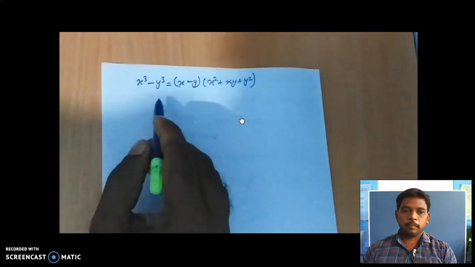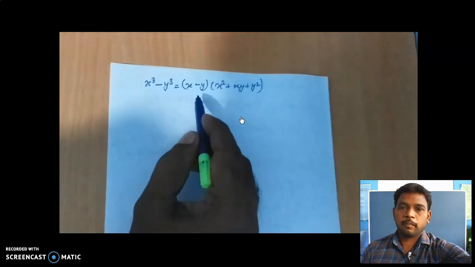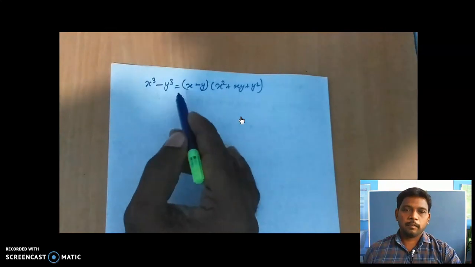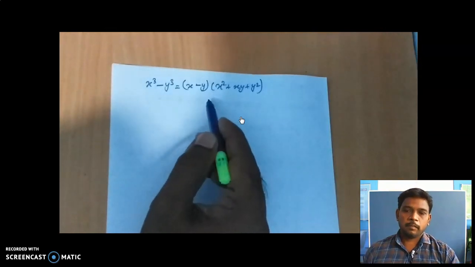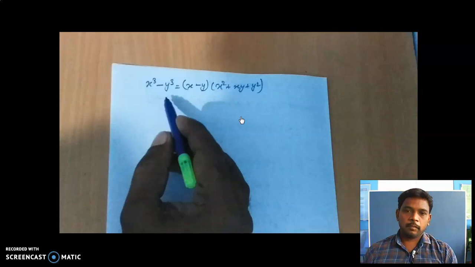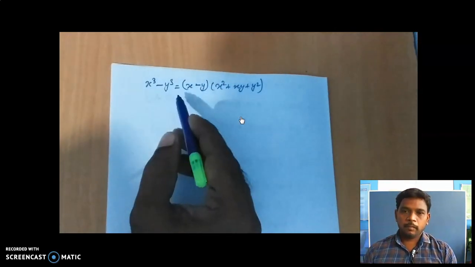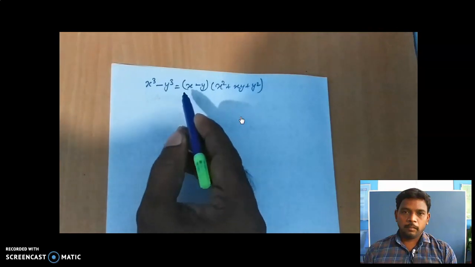Right, next, x cube minus y cube equals x minus y into x square plus xy plus y square. They are asking to verify this result. Okay, so if we take the left hand side, we are going to verify the right hand side, or if you take the right hand side, you can verify that into the left hand side. Okay, so how can you verify that?